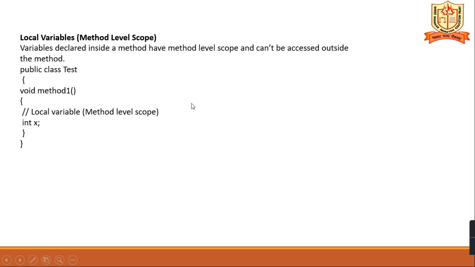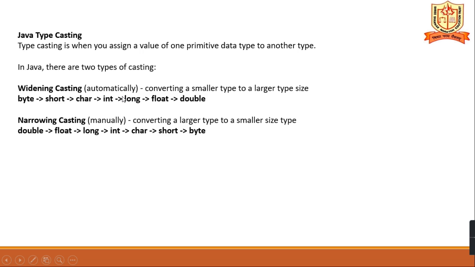Inside the class are the class variables, and inside a method you are declaring a variable. These are called local variables. The variables declared inside the method are method variables and cannot be accessed outside the method. You cannot access the variable outside the method, so it is called a local variable.